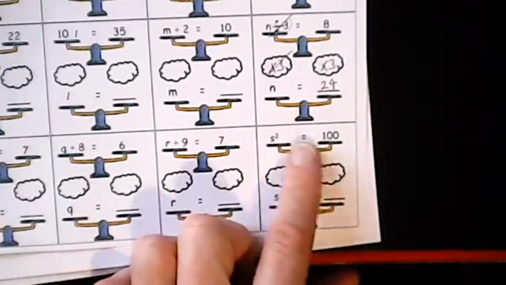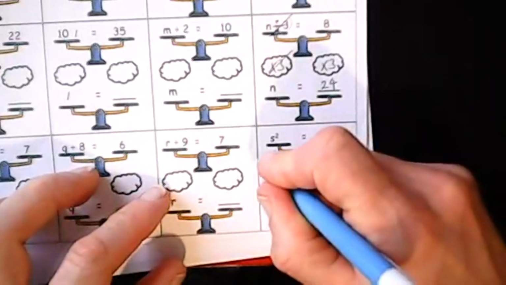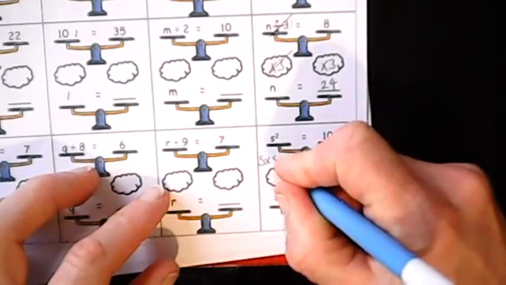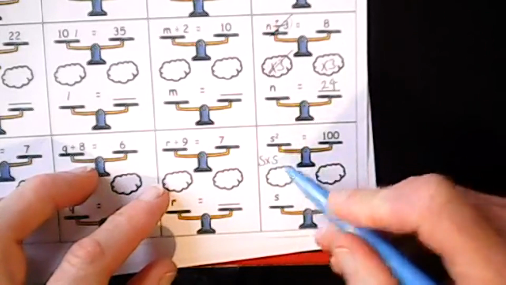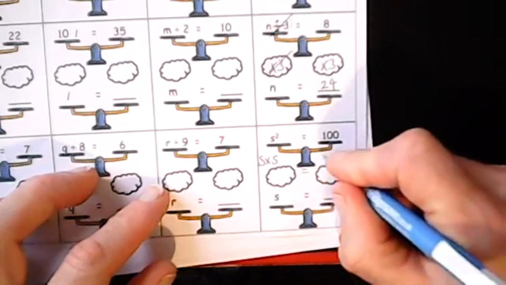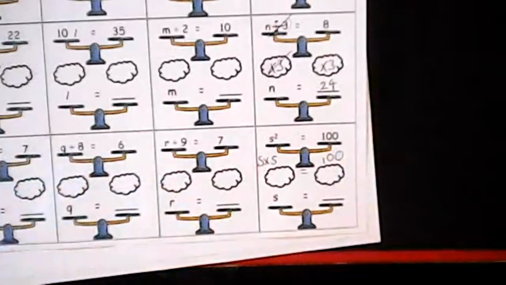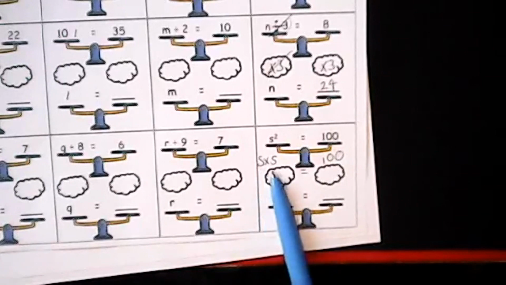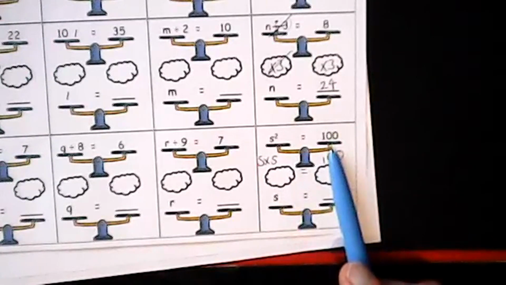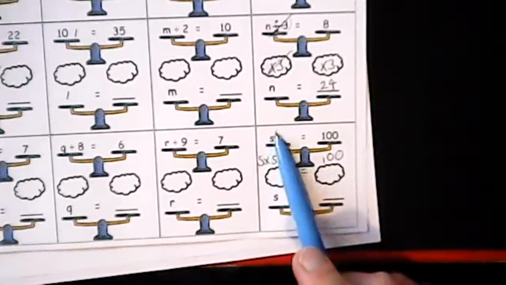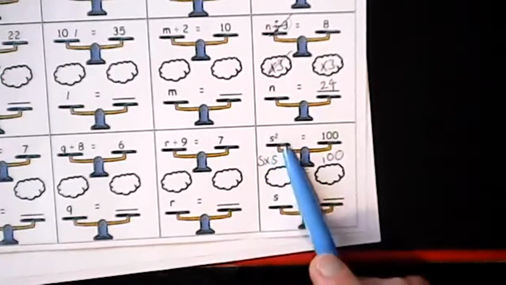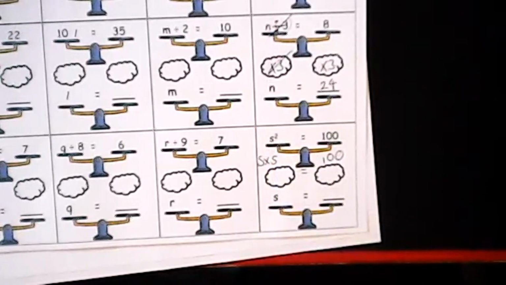And the last one on this sheet, something to think about, is this one here, s squared equals 100. So thinking about what s squared means, that means an s times an s. S squared equals 100. So what we need here is a number that times by itself makes 100. Or we could possibly think of the reverse of a square. Have a think for a second. What would be the reverse of a square?